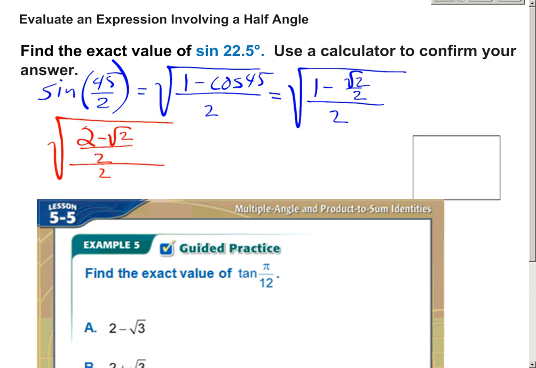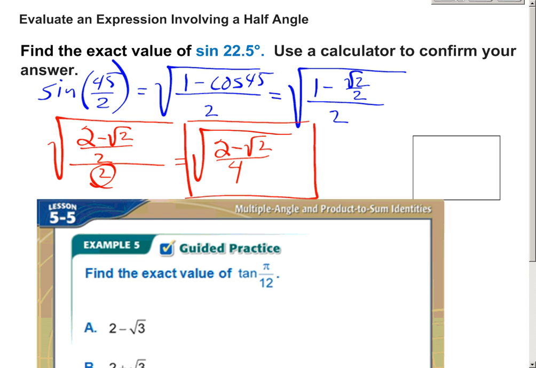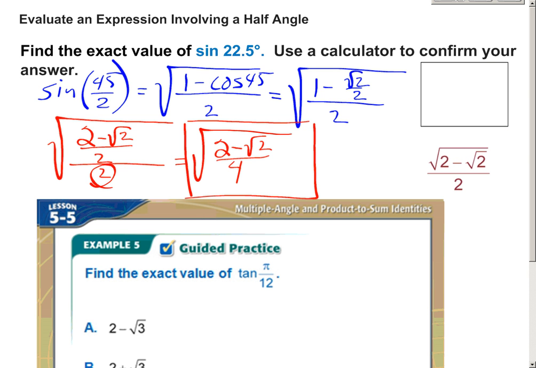Well, we have the complex fraction still. So to get rid of complex fractions, we always multiply by the reciprocal. So instead of dividing by the 2, we multiply by 1/2, which makes it 2 minus the square root of 2 over 4. So our final answer, the square root of 2 minus the square root of 2 over 4. And not a very pretty answer, but we can just take one more step with that to simplify the denominator to 2.